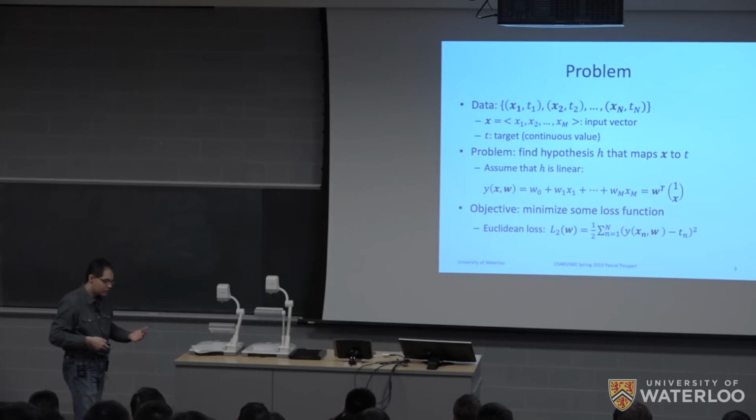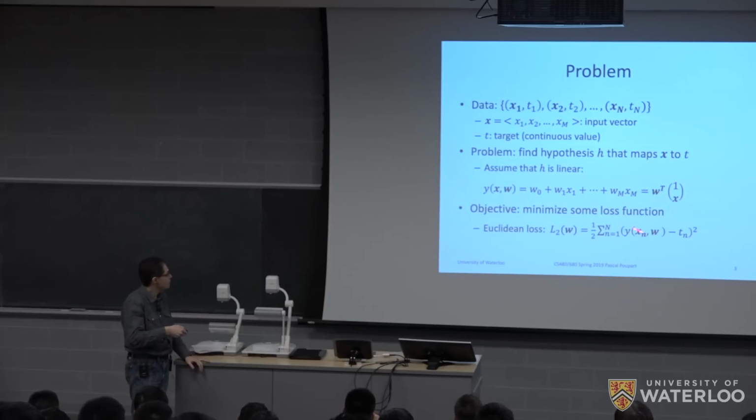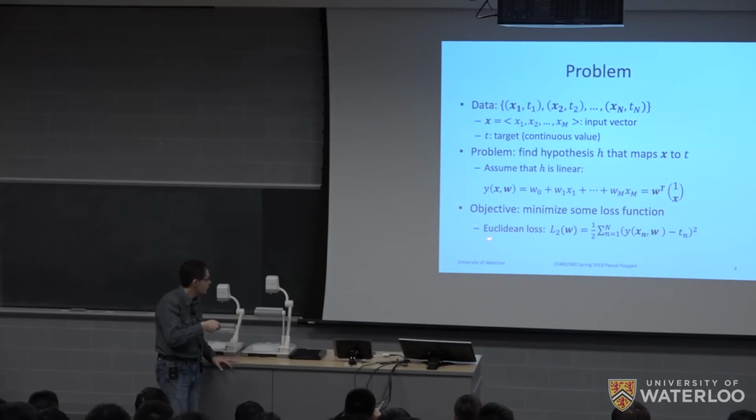Now the next question is, what's the best linear function? So we need some objective. A natural objective will be to minimize some loss function. For instance, I could consider the Euclidean loss function, where I take the squared distance by subtracting my prediction from the target.